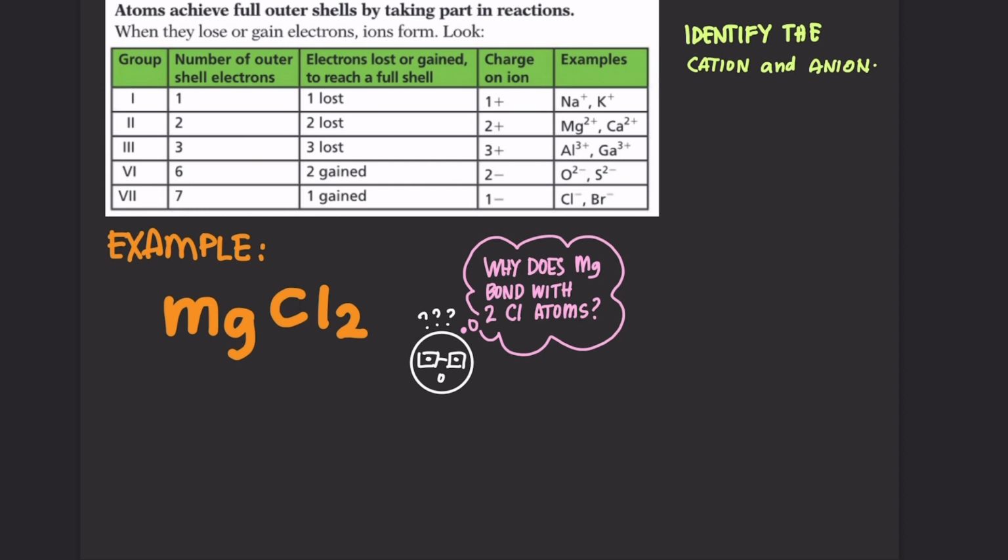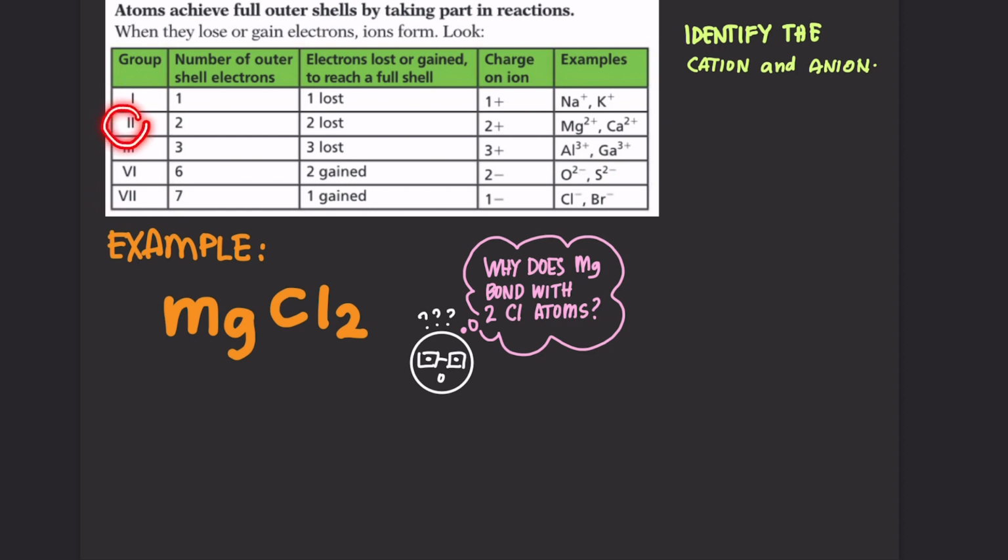Okay? And then let's look at chlorine. Chlorine is over here. Group 7. Group 7 already has 7 electrons in the outer shell. So it wants to take an electron. So that means if it takes an electron, it will have one more electron than proton. That's why it's 1 negative. So all the elements in group 7 are 1 negative. Okay?